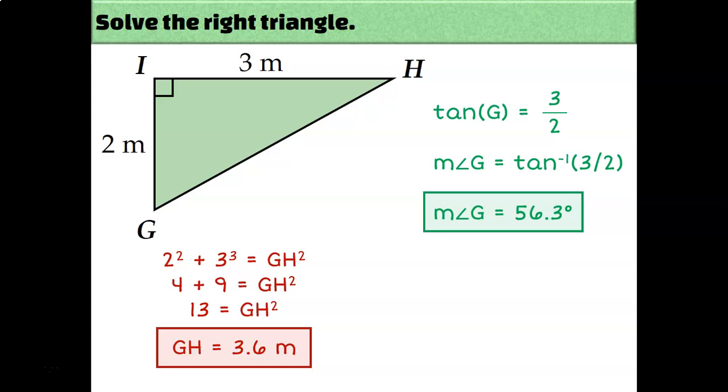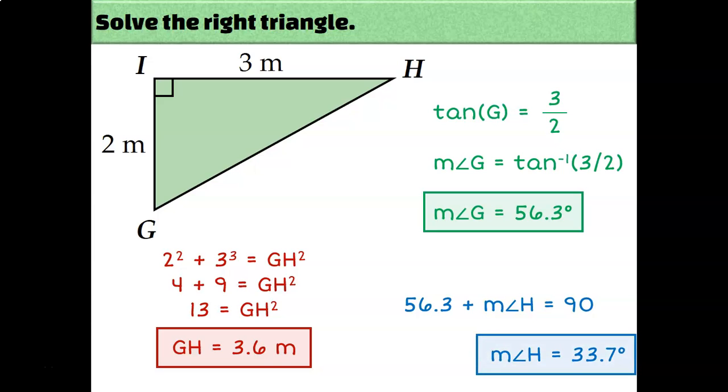You could use trigonometry again to calculate the measure of angle H, or you could just subtract from 90, right? As long as you know one of the two acute angle measures in a right triangle, you can add them up and set it equal to 90. So I find out that H is equal to 33.7 degrees.